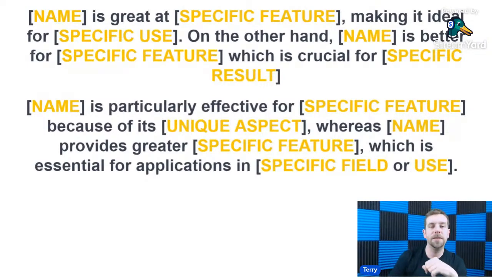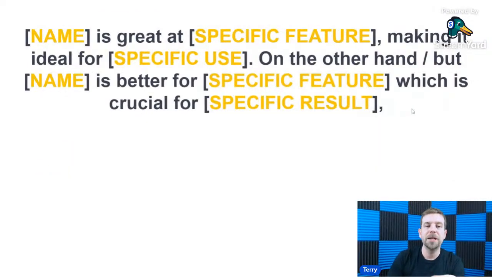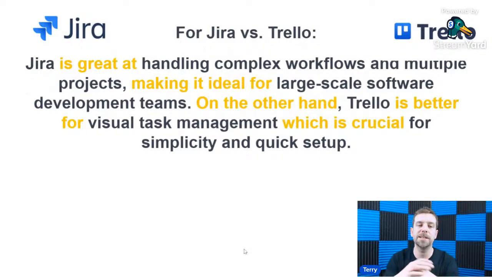So the yellow words you will replace, right? Name is great at specific feature, making it ideal for the use. On the other hand, name is better for specific feature, which is crucial for specific result. So again, we're taking two different technologies and looking at the features of the technologies. So let's get some examples.